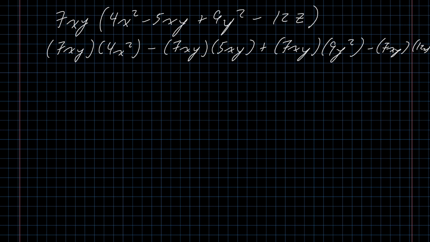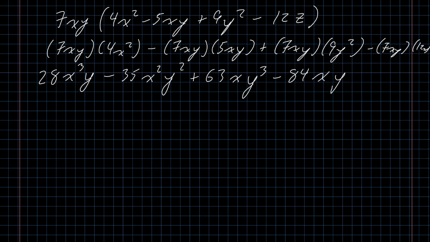Right? 7 times 4 is 28. X times x squared is x cubed, and then there's a factor of y. 7 times 5 is 35. X times x is x squared. Y times y is y squared. 7 times 9 is 63. X, well, just one factor of x. Y times y squared is y cubed. And then 7 times 12 is 84. And then we have an x, a y, and a z.